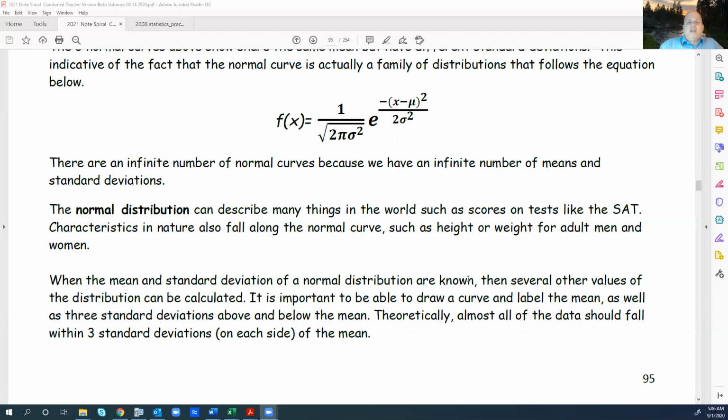I will say this, anytime you're doing work with a normal curve, you need to draw a picture and label it. It's not so much that I'm going to grade it, but I guarantee your scores will increase substantially.